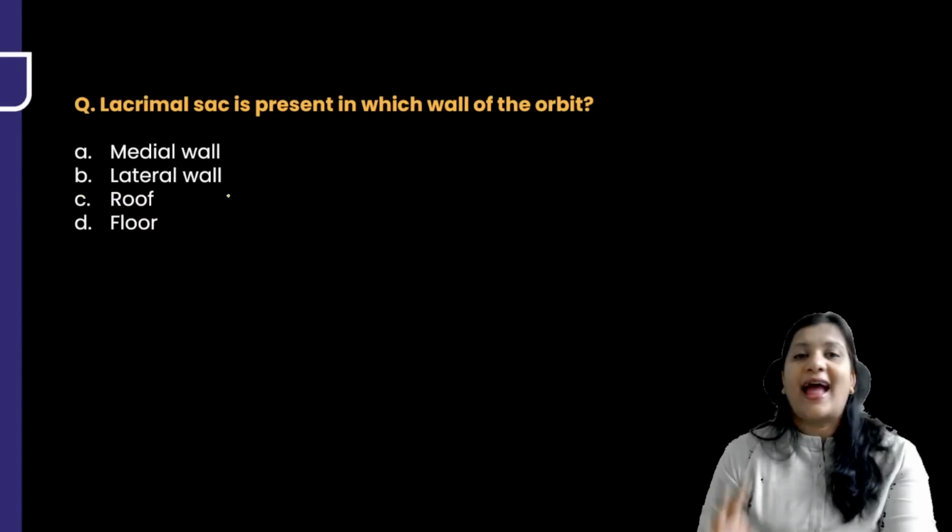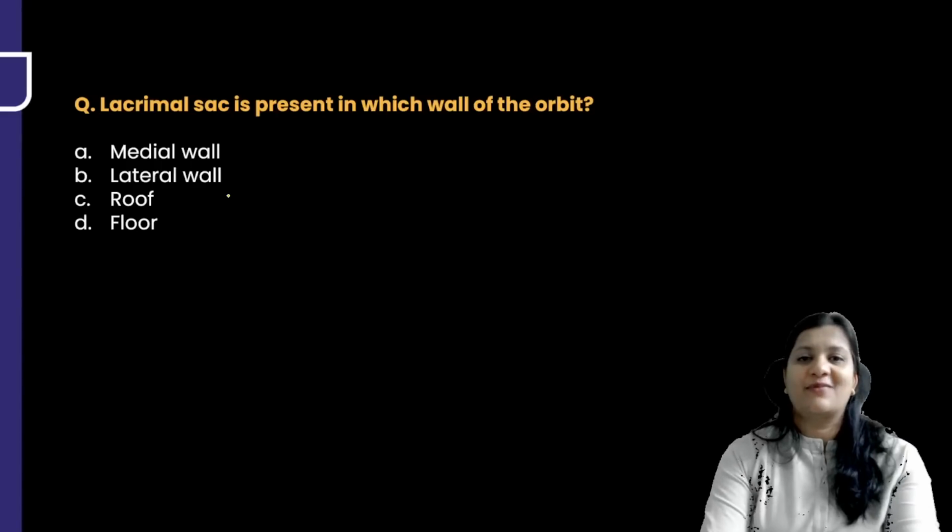Okay. Lacrimal sac is present in which wall of the orbit? Medial wall, lateral wall, roof, or the floor? Where do you get lacrimal sac? This is again a very easy question, but a little bit of confusion can happen in the examination. So think about it and answer.